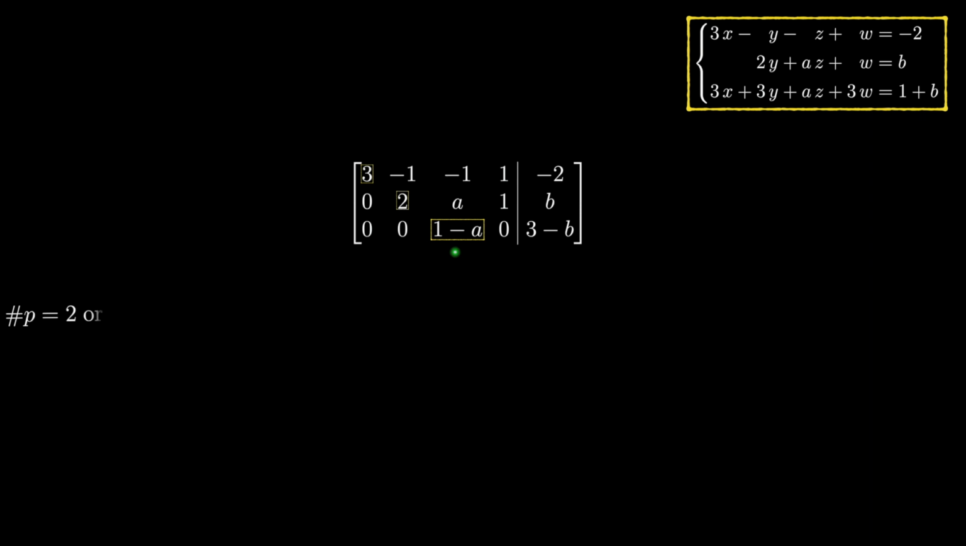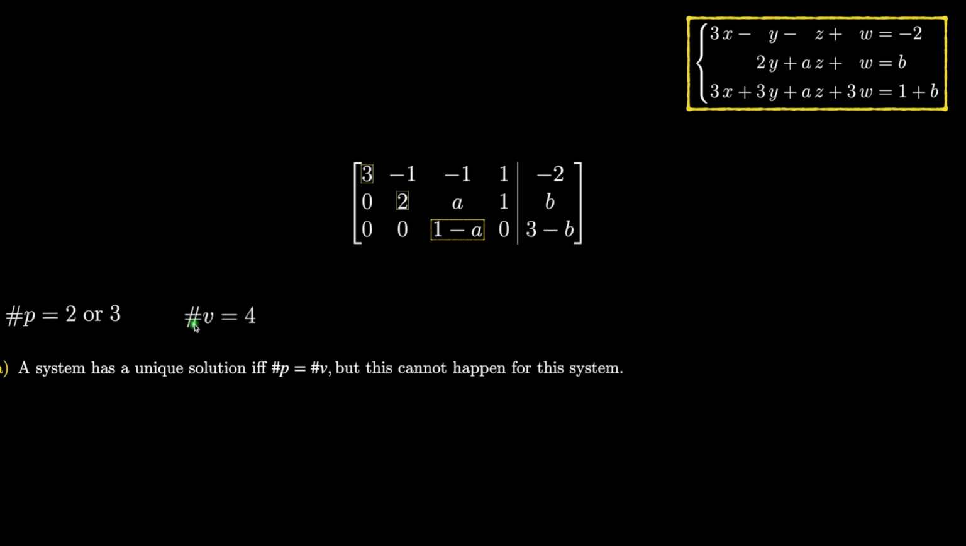What we can say is that the number of pivots, I am using this notation to show the number of pivots, is 2 or 3, but you know that the number of variables is 4. It's clear, x, y, z, and w, there are 4 of them. And then we know that the system has a unique solution if and only if the number of pivots is exactly equal to the number of variables, which of course cannot happen for this system, because the number of variables is fixed at 4. The number of pivots is either 2 or 3. In any case, it will not be equal to 4. So what is the conclusion?